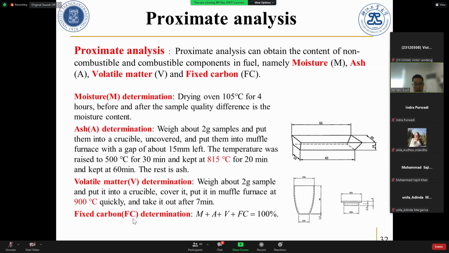For the fixed carbon, you just use this equation to calculate: moisture plus ash plus VM plus FC equals 100%. So you get M, you get A, you get VM, then you can get FC.